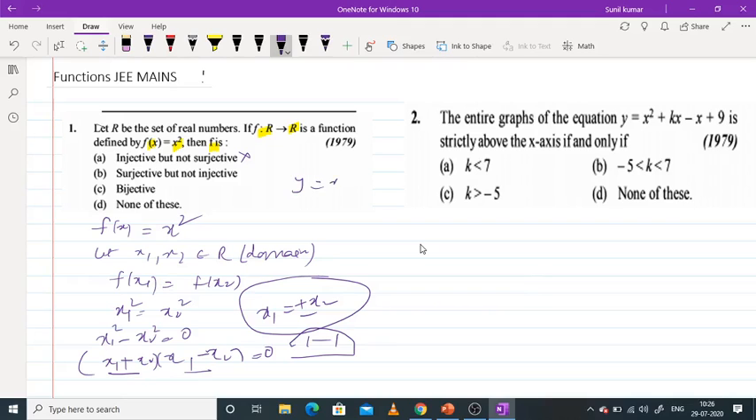For this y equal to x square, I'll take x is equal to root y. Y belongs to R, I assume. That means if you take a negative number, you will never get a real number x. So it's not at all surjective also. It's not bijective, so none of this.